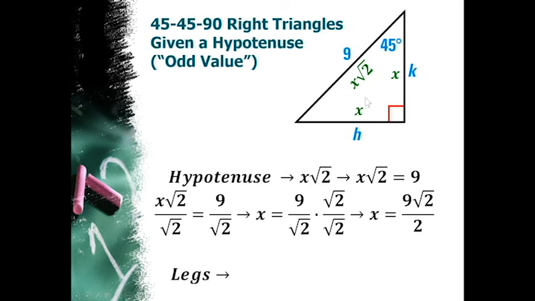Now our legs, so we take a look at our legs rule. Our legs rule is just simply whatever x is equal to is the length of our legs. So 9 root 2 over 2 is going to be our value for x, which means both of our legs have a value of 9 root 2 divided by 2.